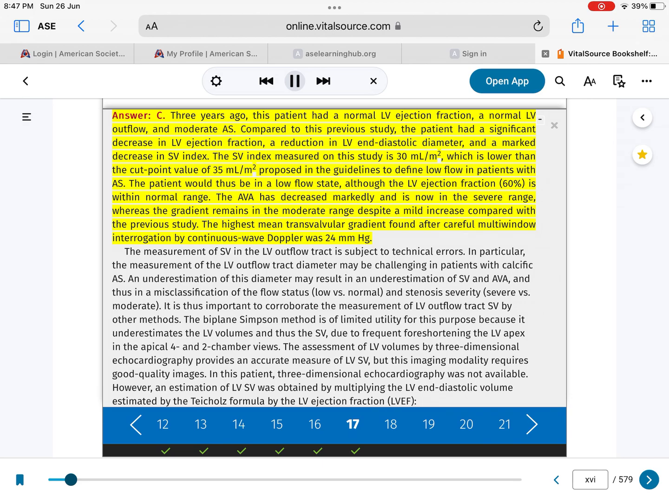The patient would thus be in a low flow state, although the LV ejection fraction of 60% is within normal range. The AVA has decreased markedly and is now in the severe range, whereas the gradient remains in the moderate range despite a mild increase compared with the previous study. The highest mean transvalvular gradient found after careful multi-window interrogation by continuous wave Doppler was 24 mm Hg.